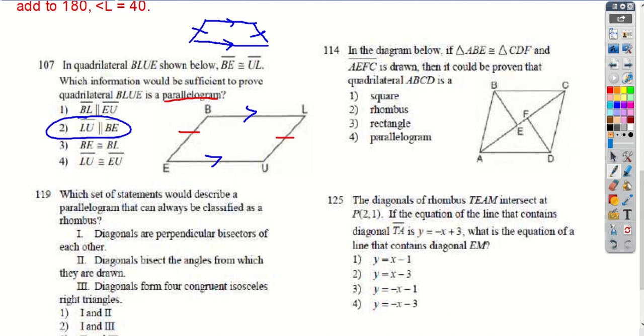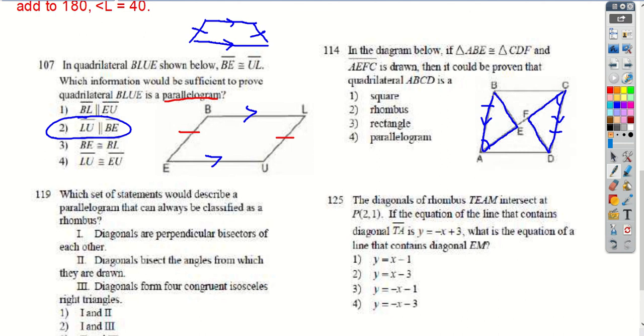Okay? In 114, if the triangles are congruent, so if triangle ABE is congruent to triangle CFD, and we have that line drawn, then it can be proven that quadrilateral ABCD is a what? If these are equal, keep in mind that angle C is going to equal angle A, and if those are equal, that's making our Z. That means that these lines are parallel, right? AB and CD are also going to be equal with CPCTC. We can definitely show a parallelogram.